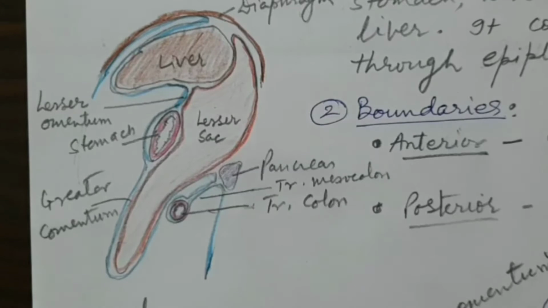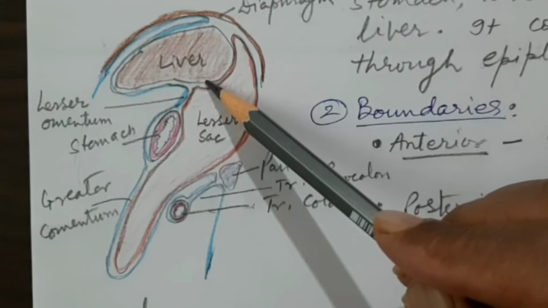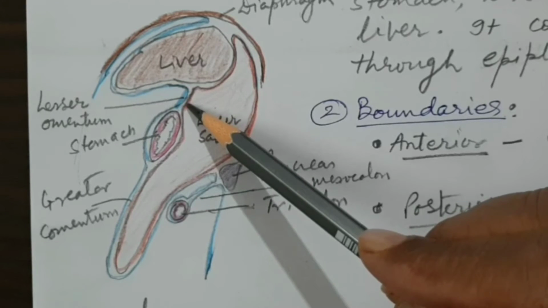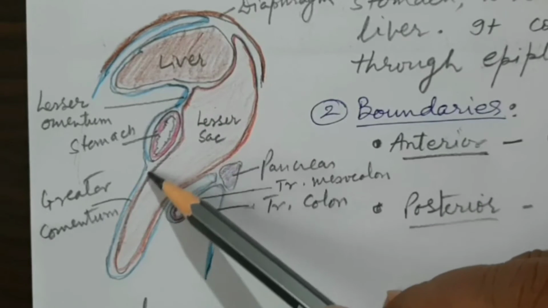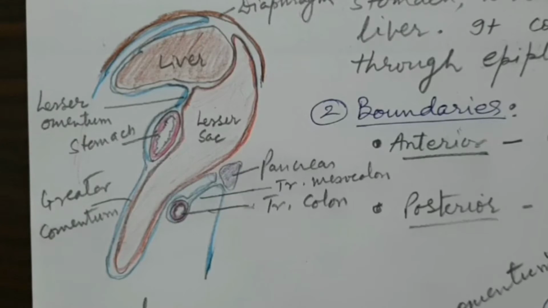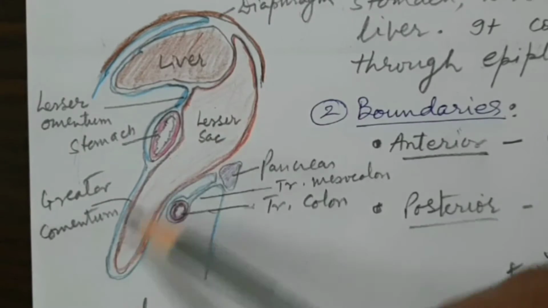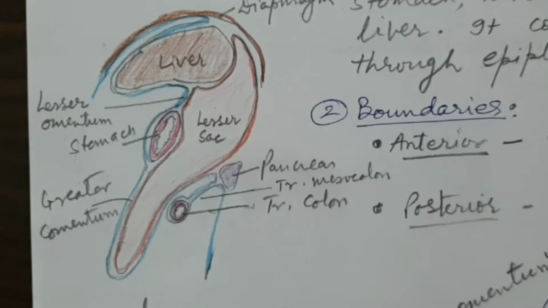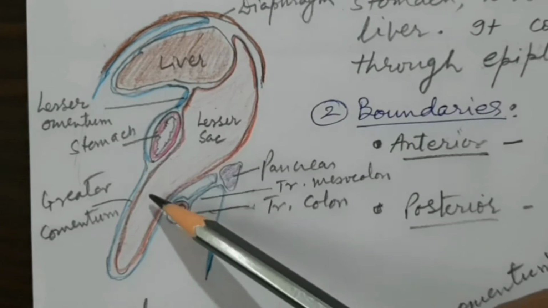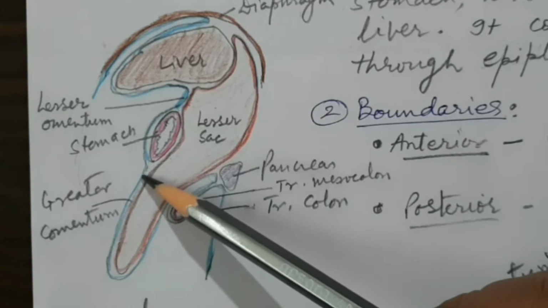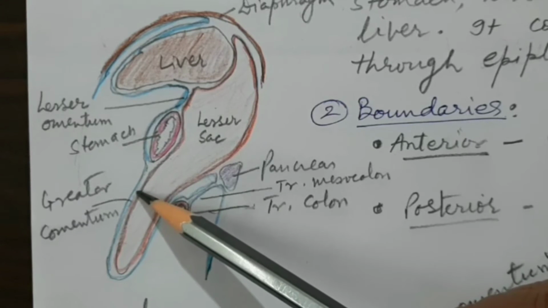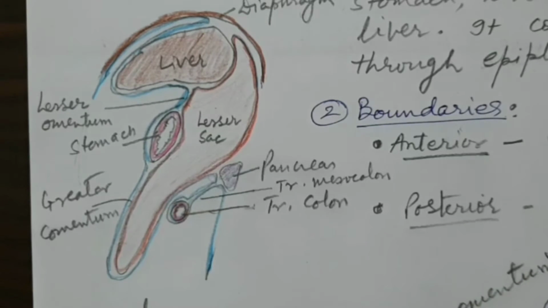So the anterior boundary is formed by the stomach, caudate lobe of the liver, the lesser omentum, stomach, and then the greater omentum. These all, from here to here, form the anterior boundary of the lesser sac. And this is the anterior layer of the greater omentum, formed by the two double layers of the peritoneum.